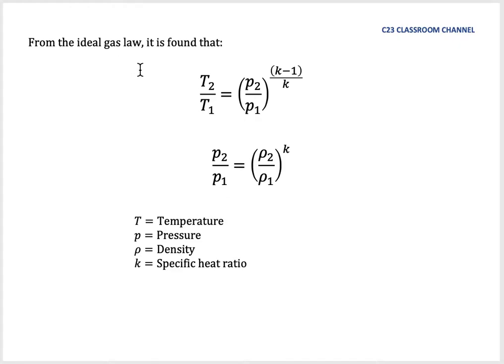And from the ideal gas law also, we find that T2 over T1 is equal to P2 over P1 to the power of K minus 1 over K, and P2 over P1 is equal to rho 2 over rho 1 to the power of K, where T is the temperature in Kelvin, P is the pressure, rho is the density, and K is the specific heat ratio.